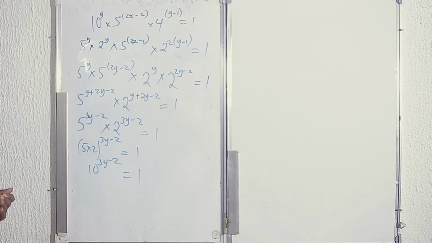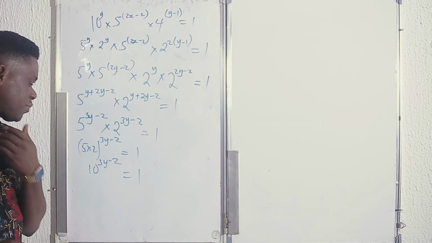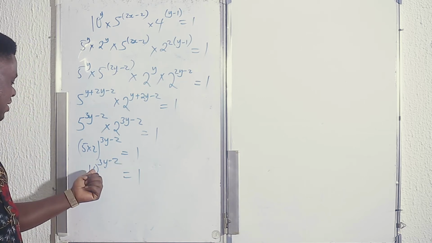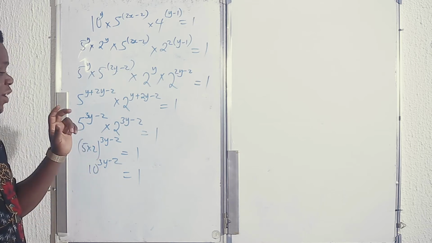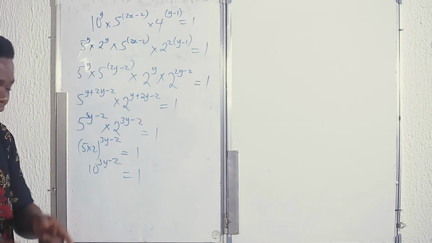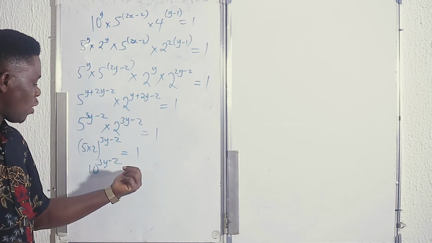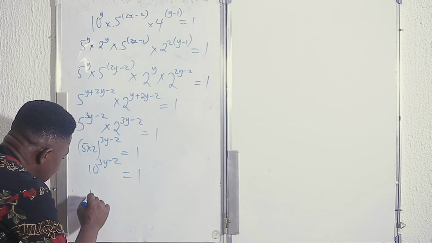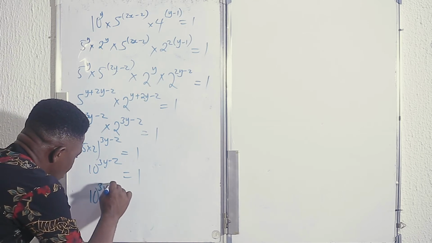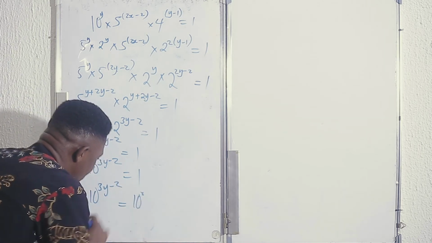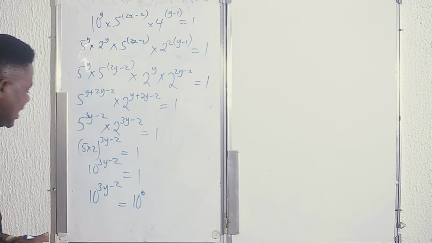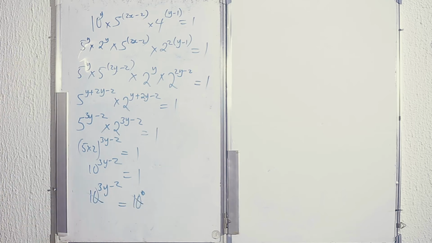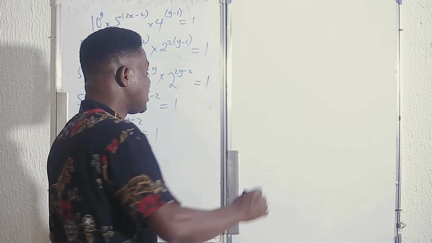Now, they are equal to 1, and the base here is 10. Anything raised to the power 0 gives you 1. 10 raised to the power 0 will give you 1. So 1 is the same thing as 10 raised to the power 0. So this can be rewritten as 10 to the power 3y minus 2 equals 10 raised to the power 0. At this point, their base is the same, 10. So you can cancel out 10 and equate the indices.